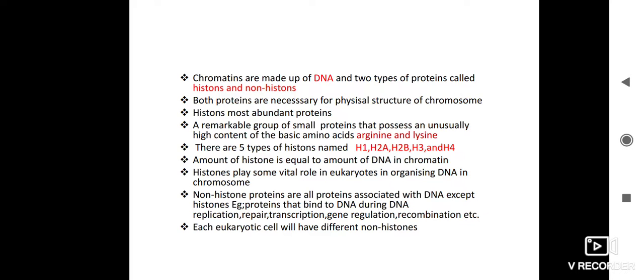The amount of histone is equal to the amount of DNA in chromatin. Histones play a vital role in eukaryotes in organizing DNA in chromosomes. Non-histone proteins are all proteins associated with DNA except histones. Examples: proteins that bind to DNA during DNA replication, repair, transcription, gene regulation, recombination, etc. Each eukaryotic cell will have different non-histones.